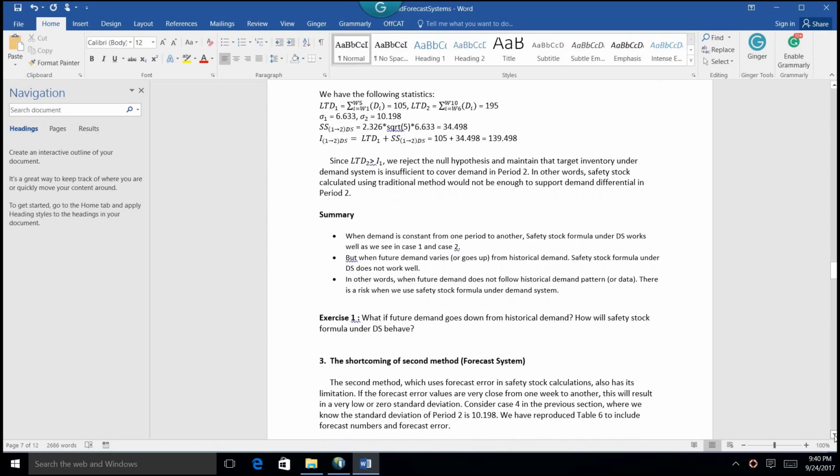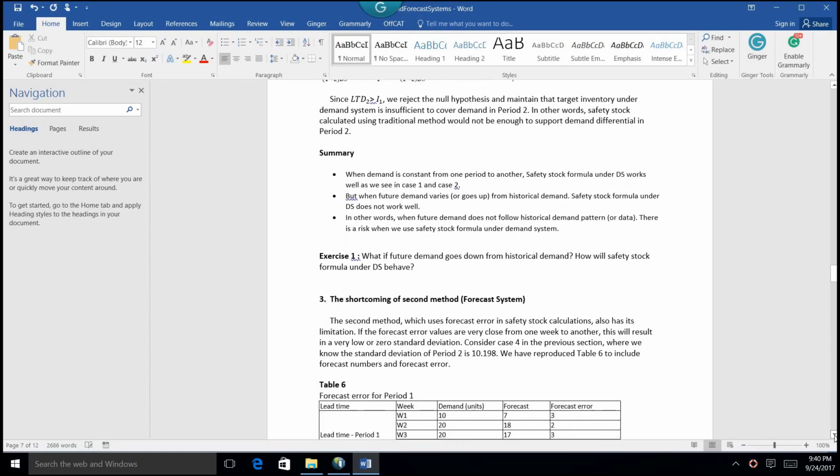Okay, so let's summarize our findings. As we have seen in case 1 and case 2, there was no trend in the data, demand was stationary. So in those cases our traditional safety stock formula worked very well. But in case 3 and case 4, when we saw some demand uptrend, the traditional safety stock formula may not give you enough inventory to support demand for that period. So we need to be very careful when using the traditional safety stock formula when we see an uptrend in the data.